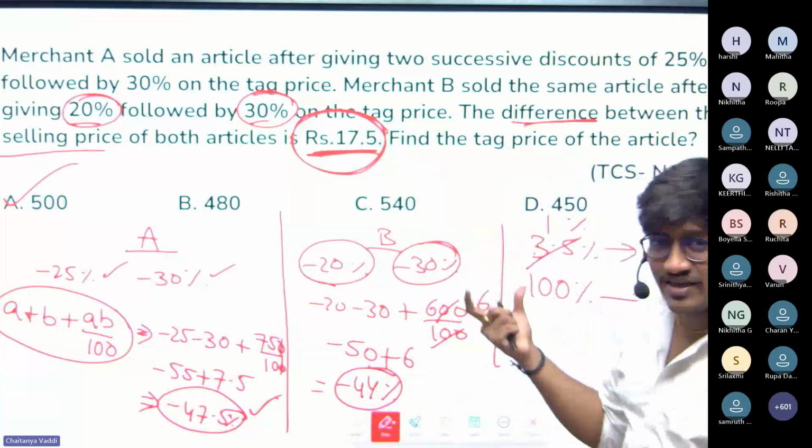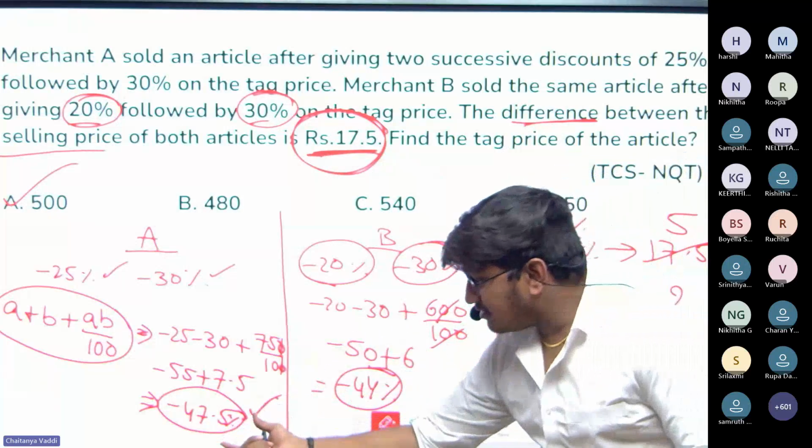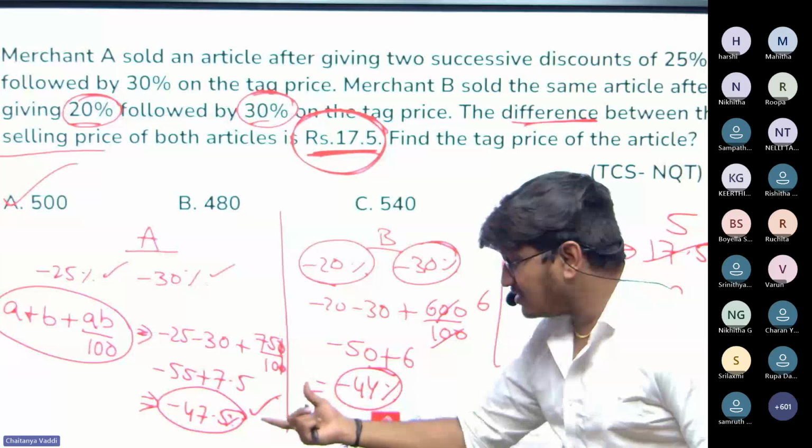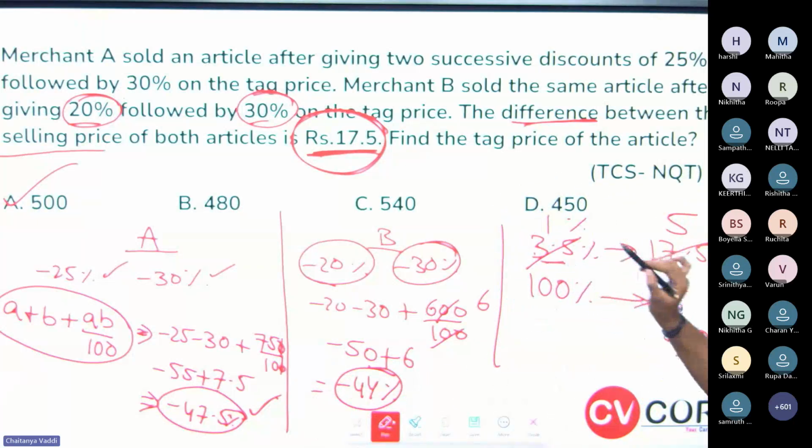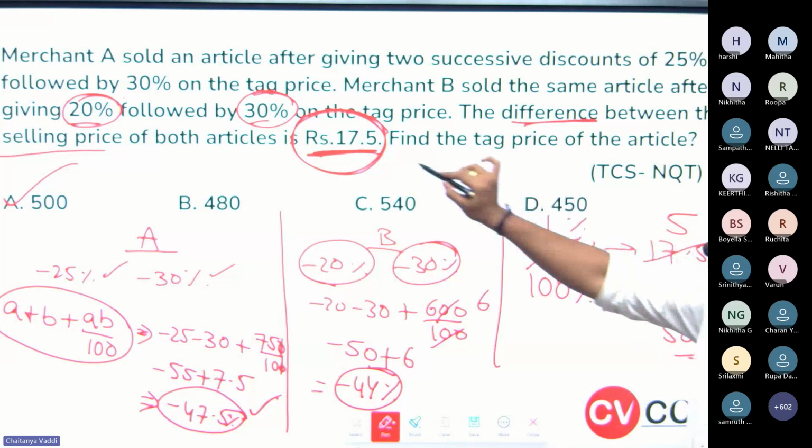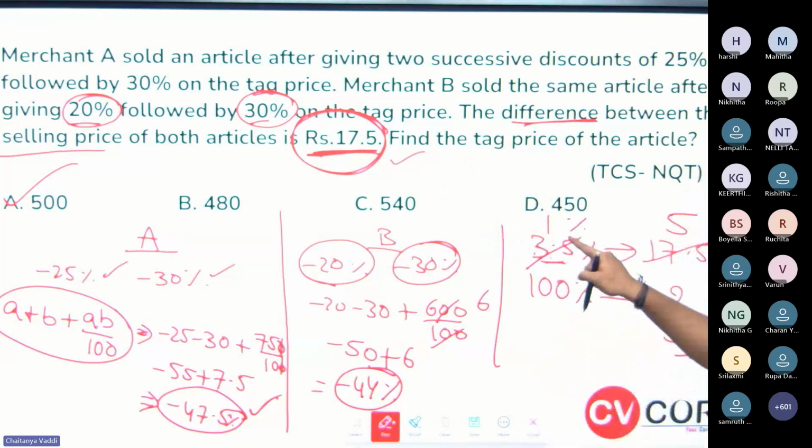So the difference indicates minus only, right? So here 47.5 and 44, the difference is 3.5. I have written clearly 3.5. This 3.5% indicates 17.5 rupees, correct? So when 3.5% is 17.5 rupees, 1% is 5 rupees, because here 3.5 five times is 17.5.